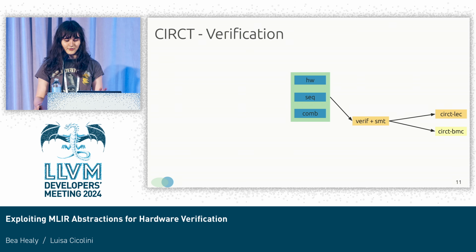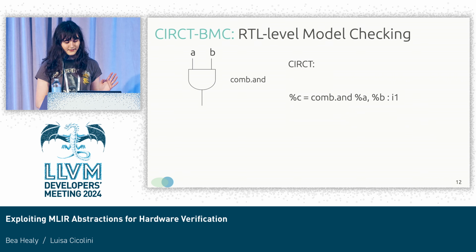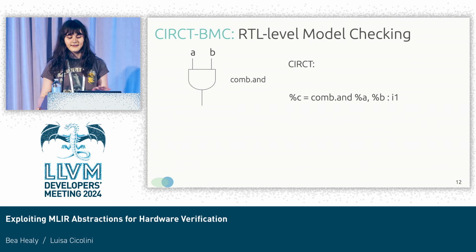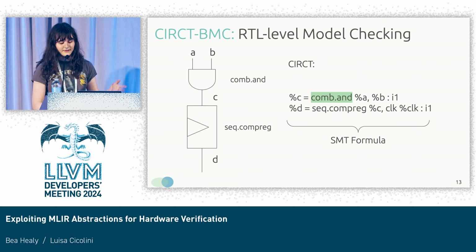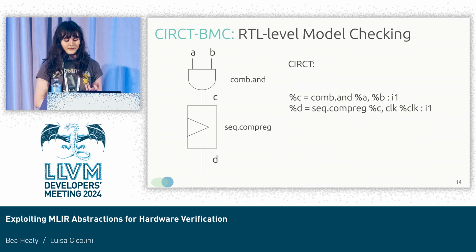So I'll quickly run through the standard verification flow in CIRCT. We have this tool called CIRCT BMC, and it does RTL level model checking. So you have some registers and logic gates. You might have an AND gate, feed that into a register, and that gets converted into a load of SMT formulae. For anyone not familiar, an SMT solver basically receives a set of equations and it checks to see, is there a satisfying assignment that makes these equations hold? And so we convert this to a set of SMT formulae. And all of those MLIR values become SMT variables.